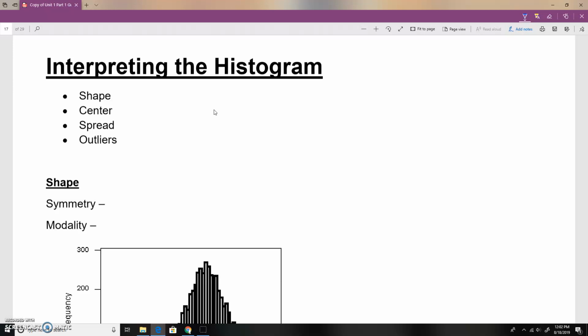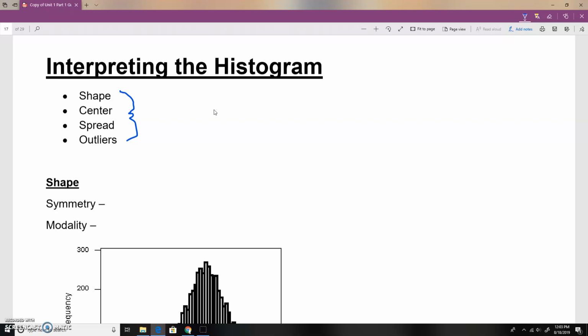Alright guys, in our video today we're going to be looking a little further into histograms, as far as how we describe these histograms. We've got four categories that we use when we describe a histogram: shape, center, spread, and outliers. First thing we're going to look at is shape.